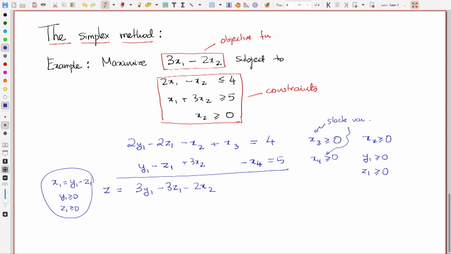Even if you do not know why I am doing it, you will agree that this problem is the same as the original problem. I have to find y 1, z 1, x 2, x 3 non-negative such that these two equations hold, and the objective function 3 y 1 minus 3 z 1 minus 2 x 2 is maximized. Once I solve this problem, I can get back x 1 by just taking y 1 minus z 1. Is that okay? So, this is what is called a linear program in equational form.